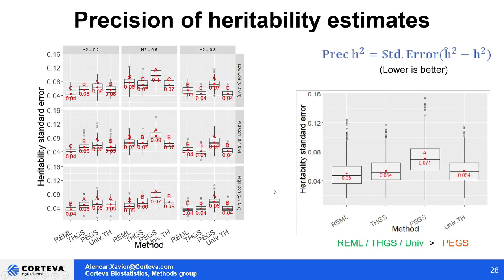Now, what about the precision of the heritability? That is the variance we find in each scenario. So precision is measured as standard error. So it's actually the lower the standard error, the better. And one thing that we notice here is that all methods were very similar, and they were all slightly better than the PEGS method. PEGS had a harder time getting higher precision when the heritability was medium or high.